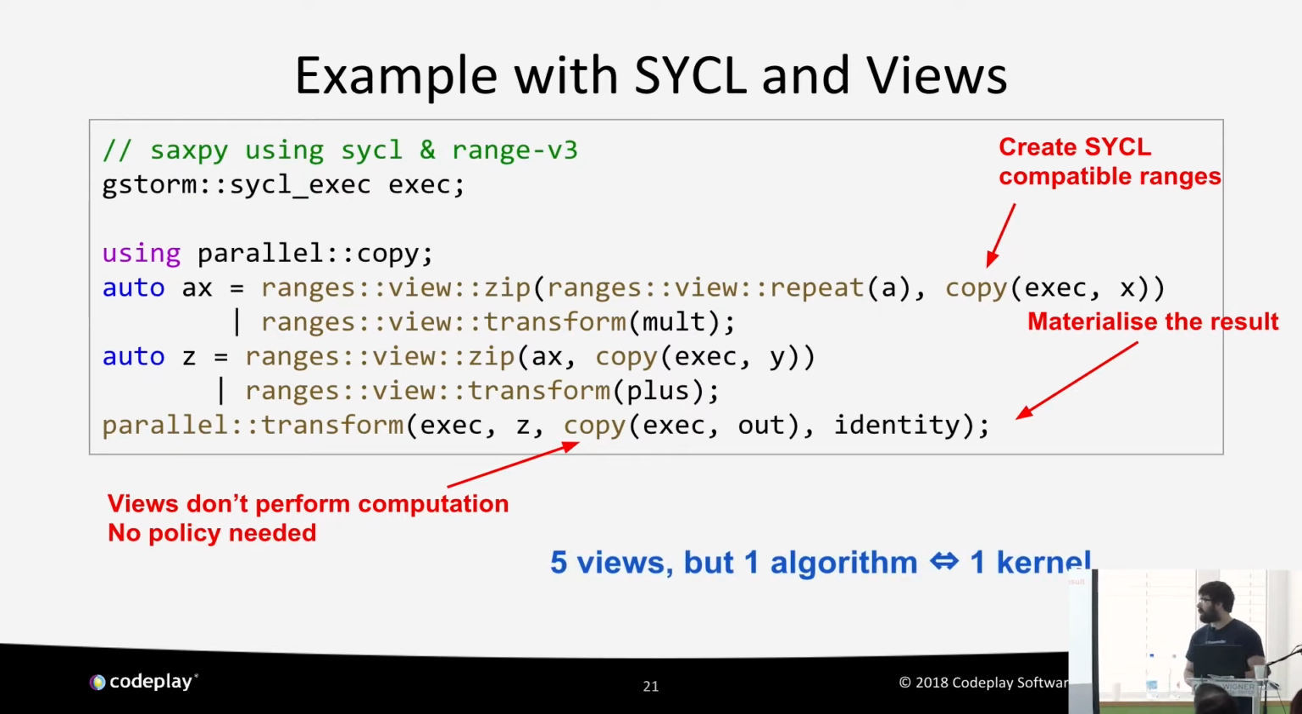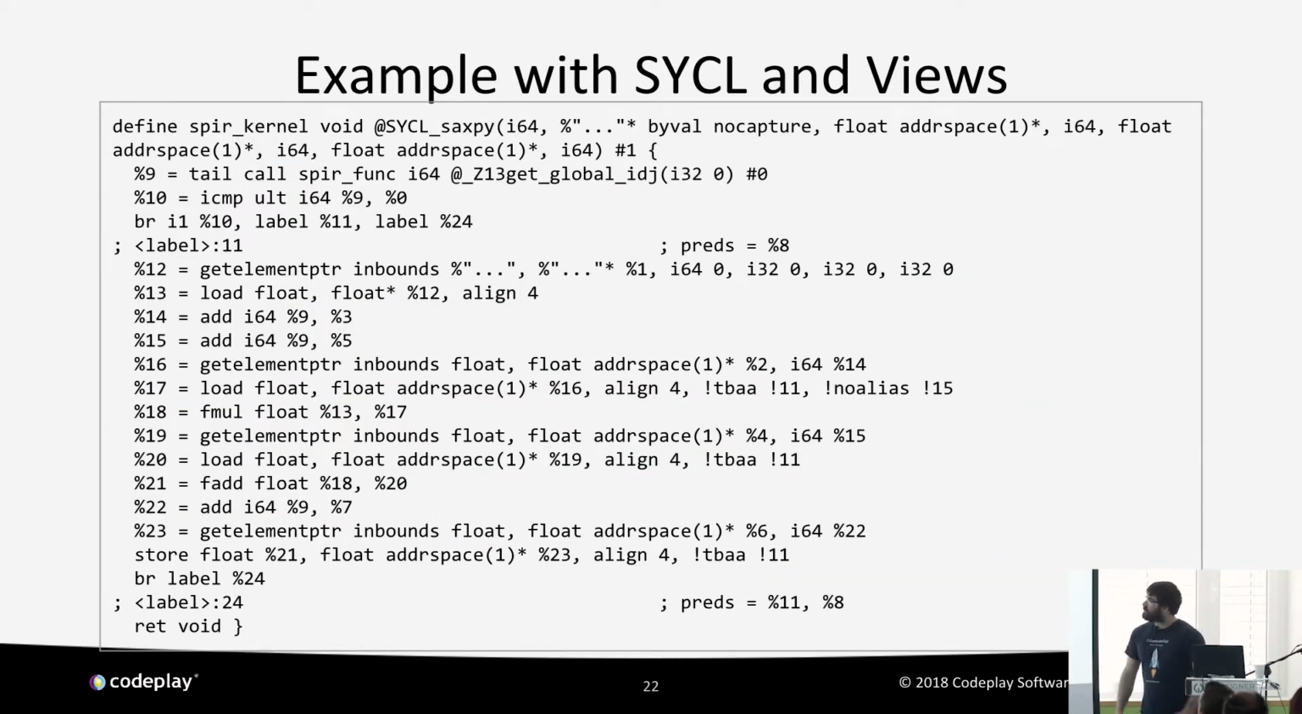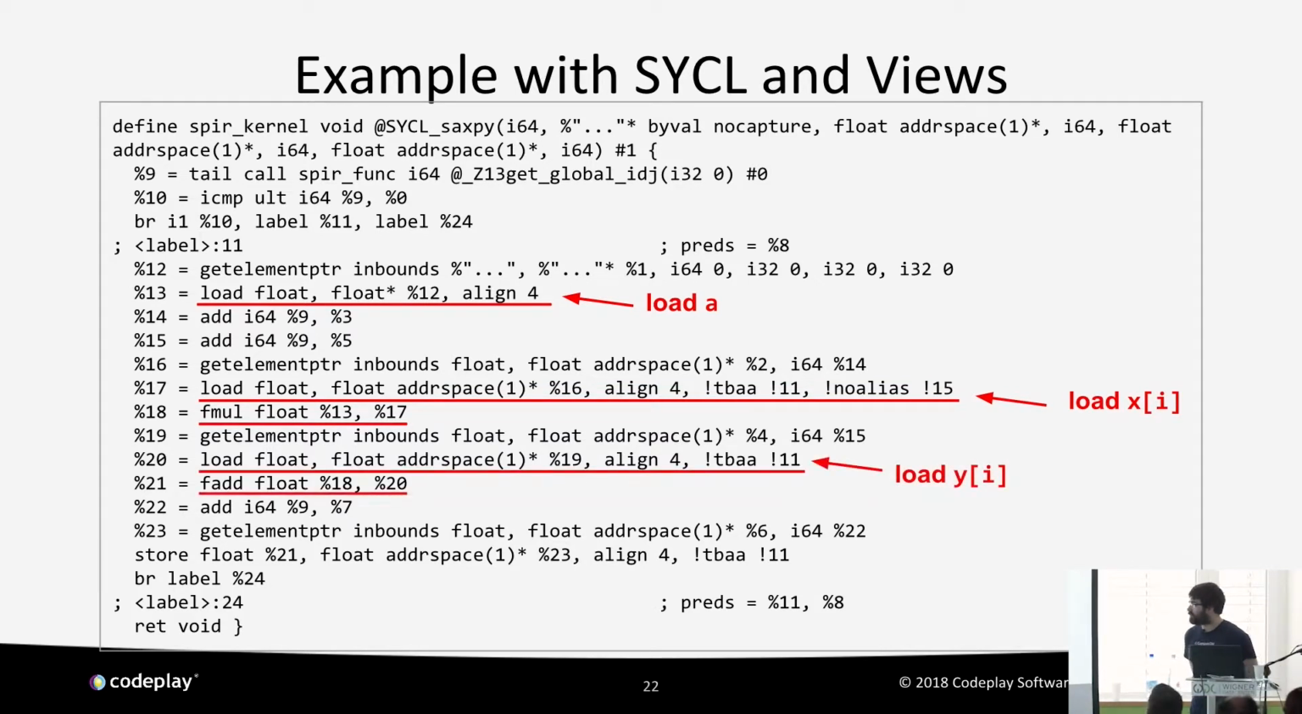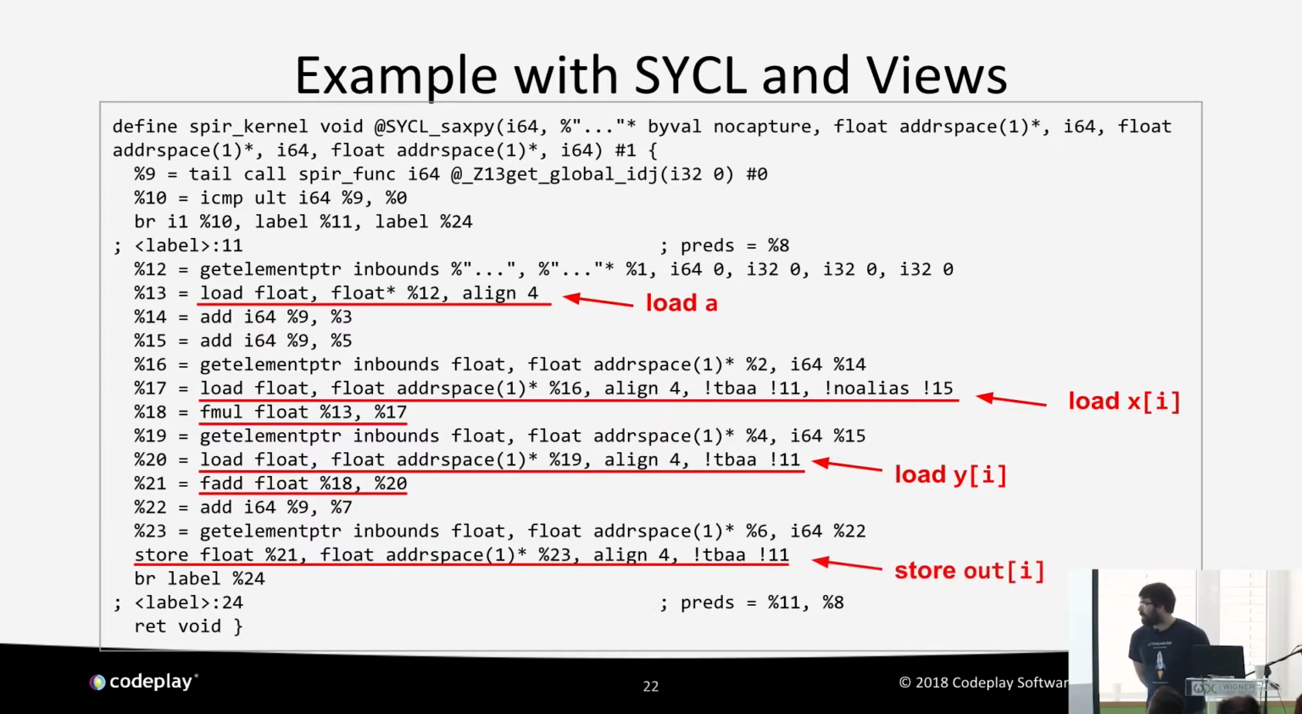So one algorithm means one kernel. And that means that we've only got one thing. And this is the LLVM intermediate representation. So there's a few operations here. First of all, there's a few loads, and 2 floating point operations, and 1 store. But notice that there's no DRAM operations at all, which means that we're not actually using any temporary storage. All we're doing is we're using registers to do all of our computation.